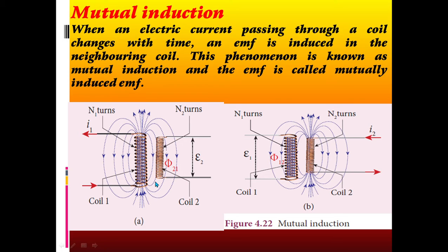So listen carefully. When an electric current passing through a coil changes with time, an EMF is induced in the neighboring coil. This phenomenon is known as mutual induction, and the EMF is called mutually induced EMF. So please note it down. This is the 2 mark question.